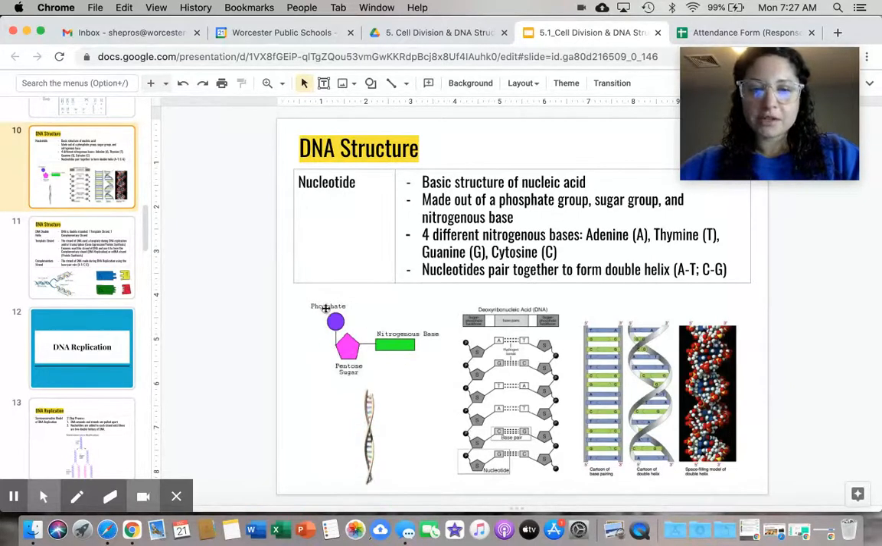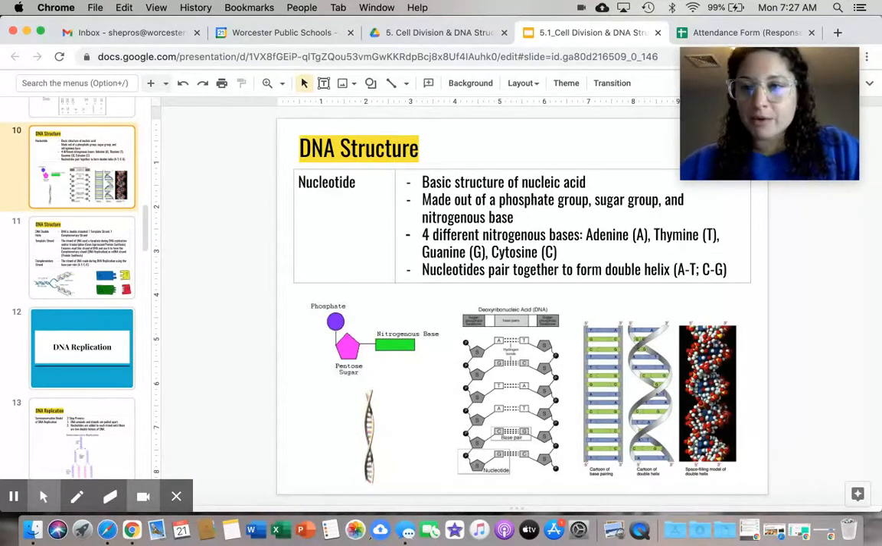So a nucleotide that has an A for its nitrogenous base will always pair with a nucleotide that has a T for its nitrogenous base. And then a nucleotide with a nitrogenous base C will always pair with a nucleotide with a nitrogenous base G. So A and T pair together, C and G pair together.